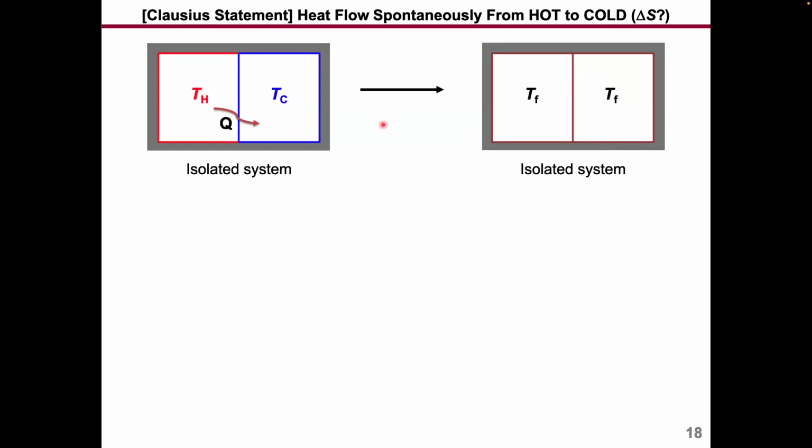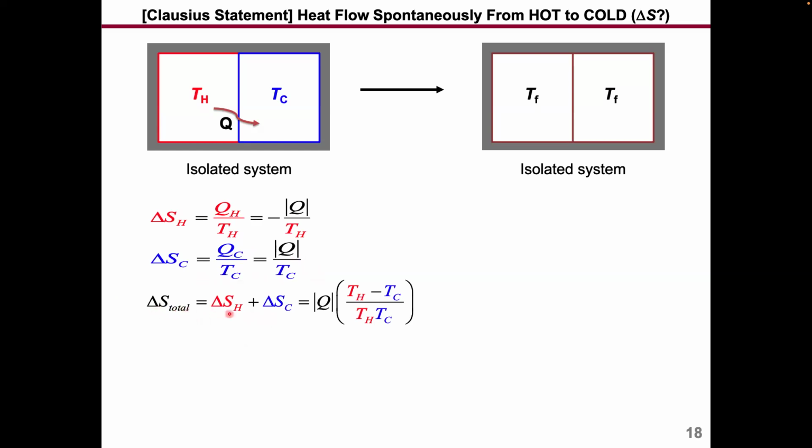Now we want to calculate, for this particular process, what is the entropy change, delta S? We can calculate the entropy change for the hot body: delta SH is going to be QH divided by TH. The amount of heat transfer QH is, the hot body is giving out Q, and the cold body is receiving Q. So you can say minus the absolute value of Q divided by TH. And for the cold body, delta SC is equal to QC divided by TC. Then the total entropy change is delta SH plus delta SC, and you can combine things.